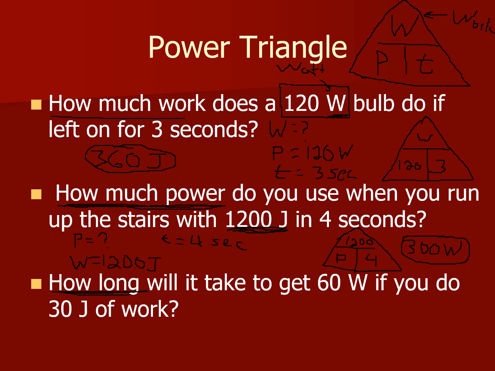Okay. Lastly, how long? Now this is taking us back. When it says how long, that means we're looking for time. So T equals question mark. Will it take to get 60 W? When I'm reading a problem and it says 60 W, I know that means watts. And watts is the unit for power. And 30 J of work, well, joules is measuring work.